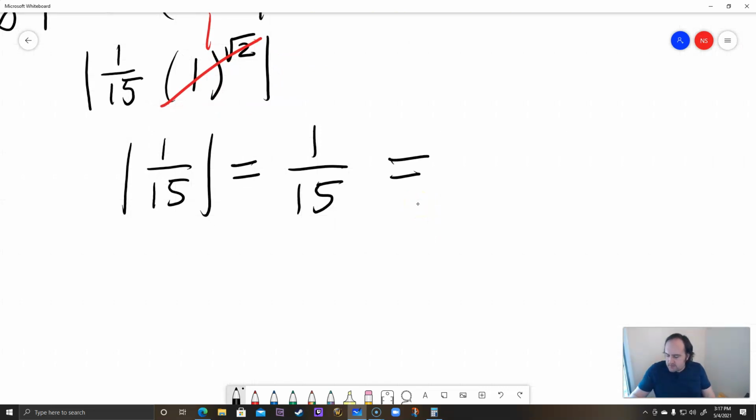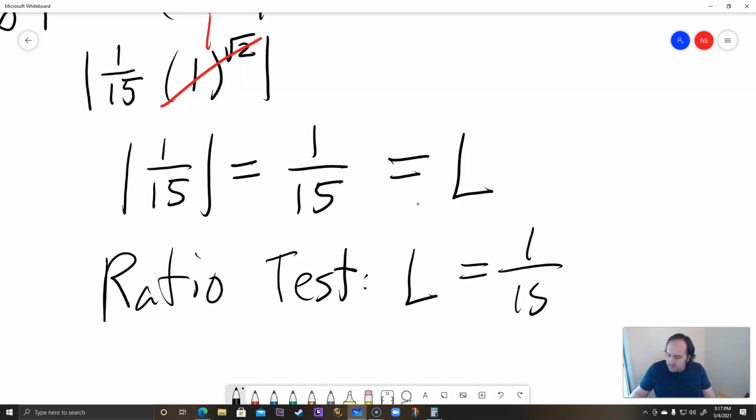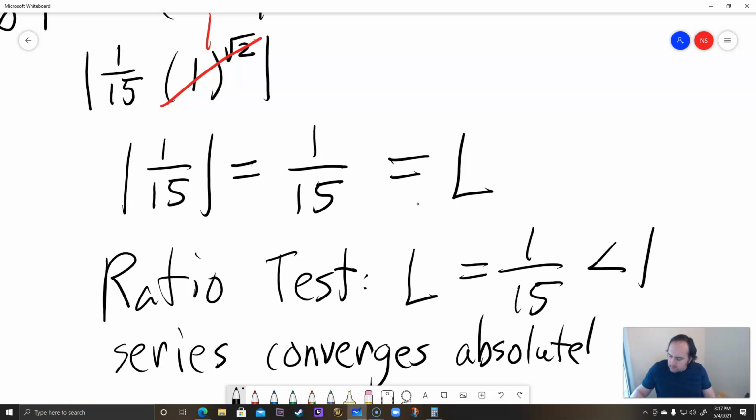Okay, so by the ratio test, since L equals 1 over 15, which is less than 1, that means the series converges absolutely.